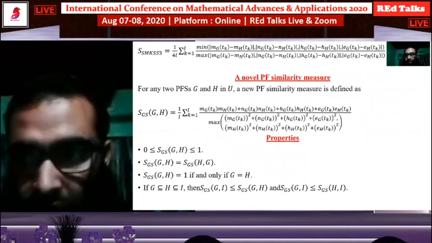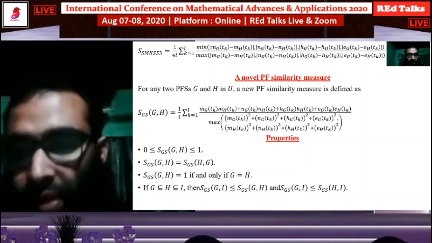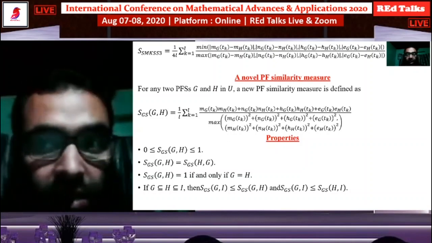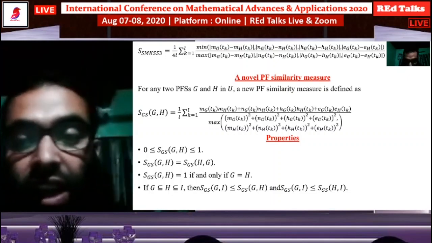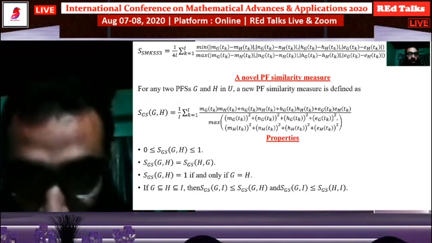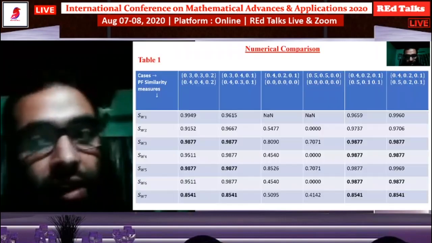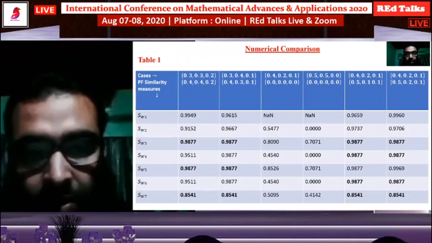These are also some existing picture fuzzy similarity measures. Then this is a novel picture fuzzy similarity measure. As you can see, this resembles SW9, which has been introduced by GWV, but here in the numerator, you can see the degree of refusal, which I have incorporated into the existing measure. These are its properties.